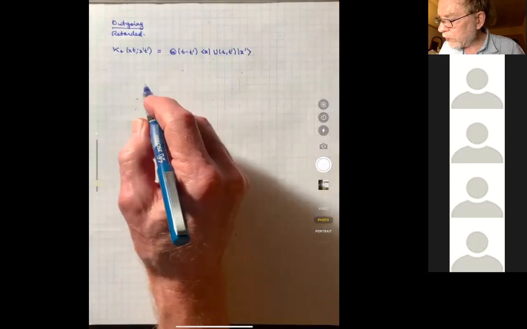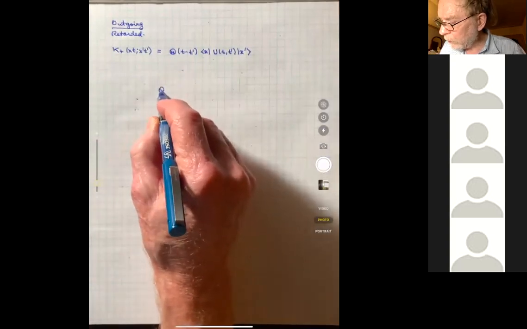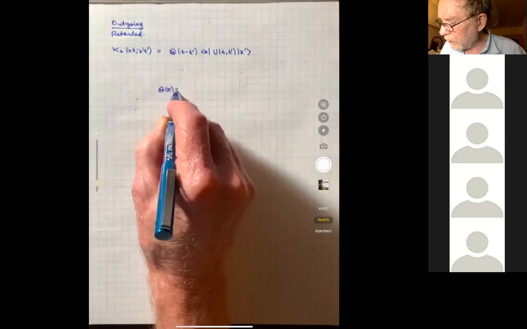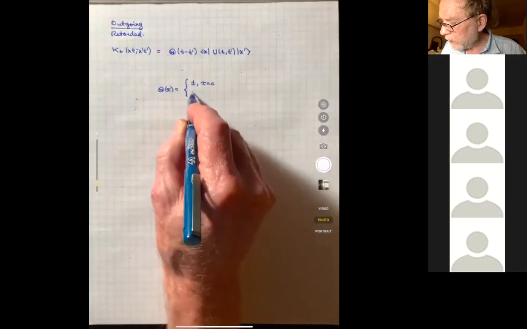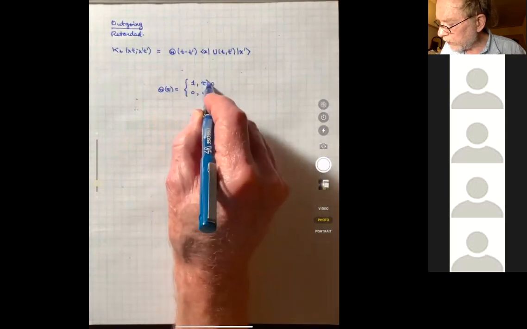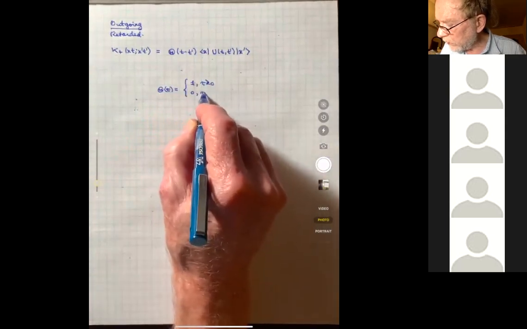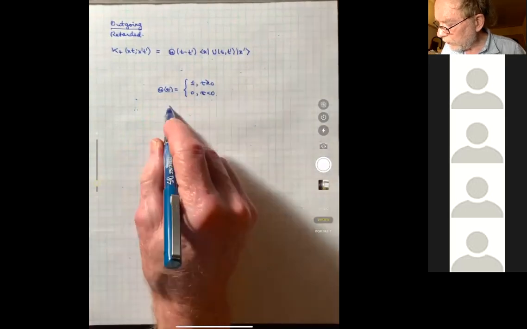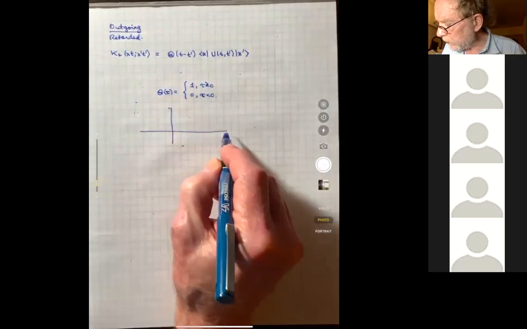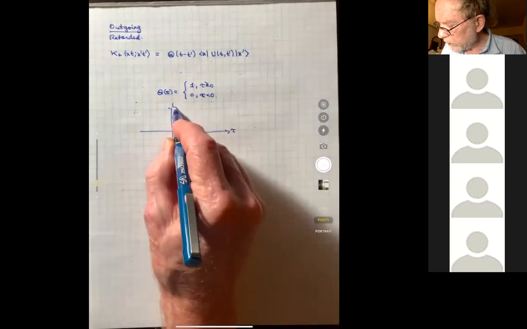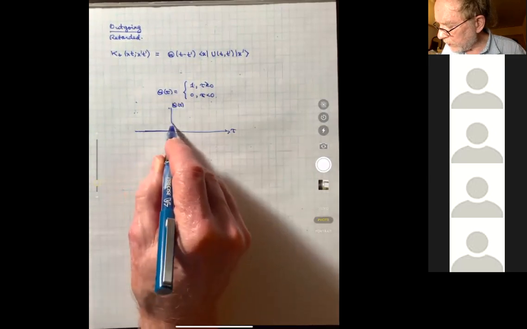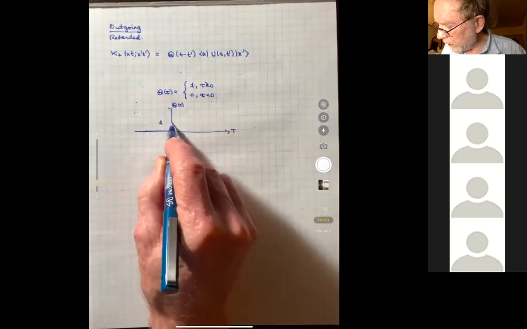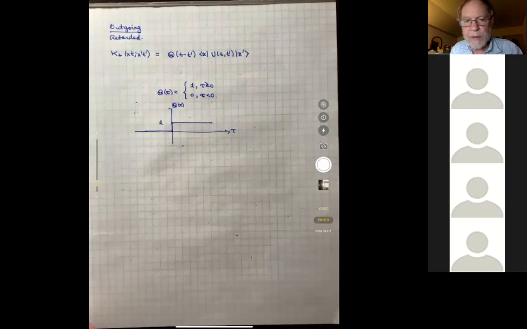The Heaviside step function is defined in the following way. If I have a variable tau, theta of tau is defined as equal to 1 if tau is greater than or equal to 0, and it's equal to 0 if tau is less than 0. So if we plot it, the plot looks like this. Here's tau, here's theta of tau, and it's 0 for negative tau, and then it rises up abruptly to 1 for positive tau, and then it just continues that way. So this is a unit step function.